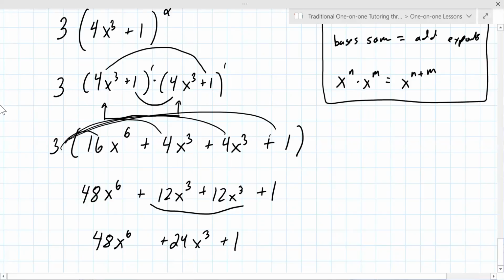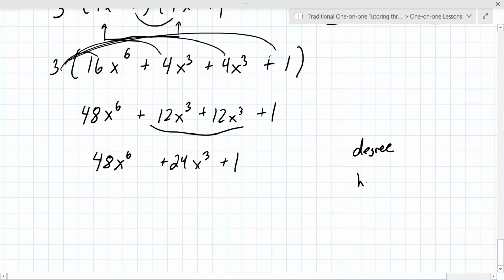Now I've gotten so deep into this problem, I have to go back and actually look at what it is asking for. If you look on your paper, you'll see it's saying, what is the degree? The degree refers to the highest exponent, the largest exponent. What is the largest exponent in this problem? The 6. So the degree is 6.